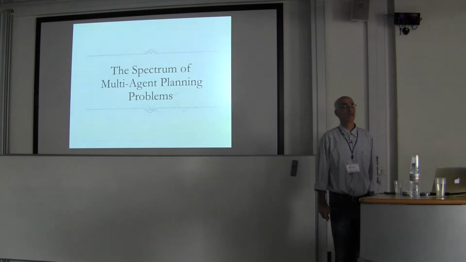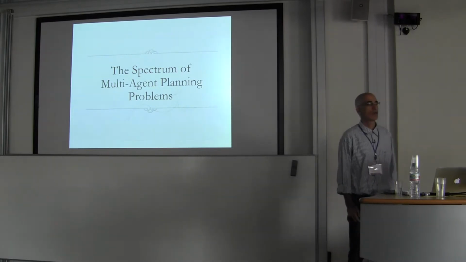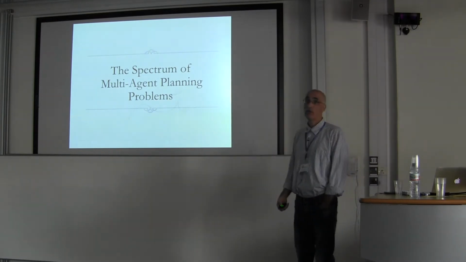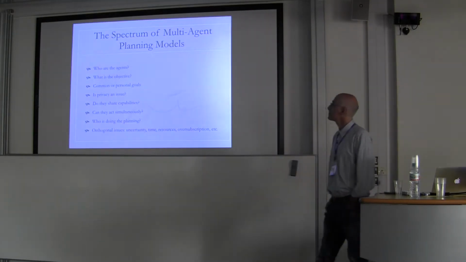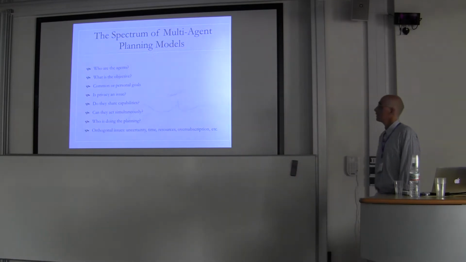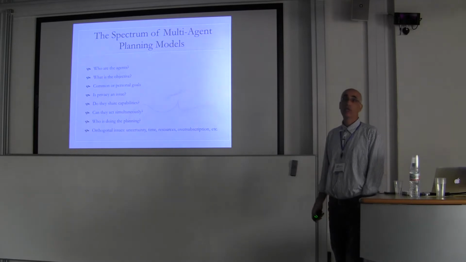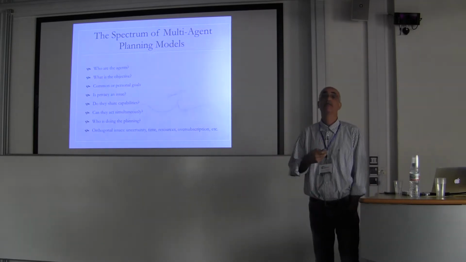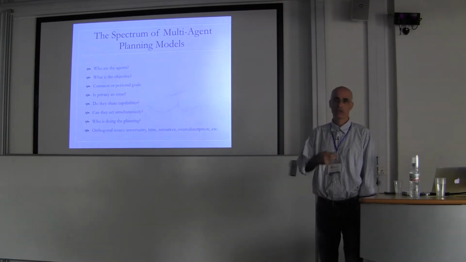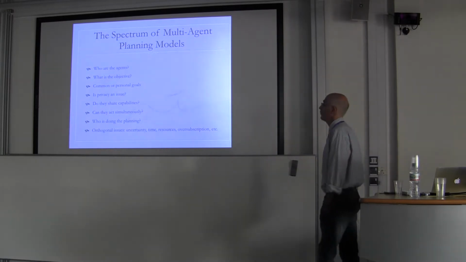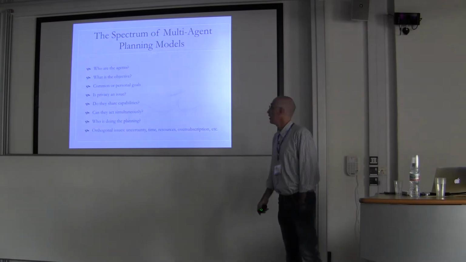Okay, so let's start with the first thing. This is more of a high-level look at the spectrum of multi-agent planning problems that we could face. And you can see that there are many different questions that we need to address in order to identify the model that we really need to use. So first of all, who are the agents?